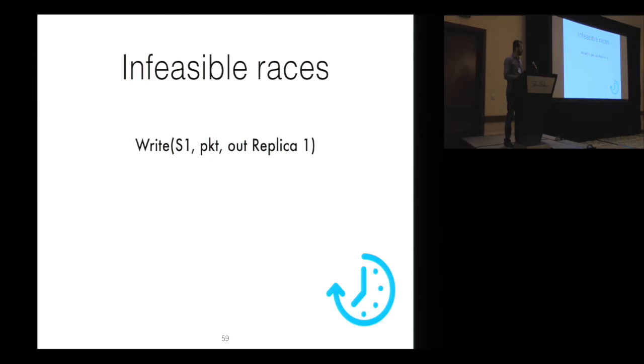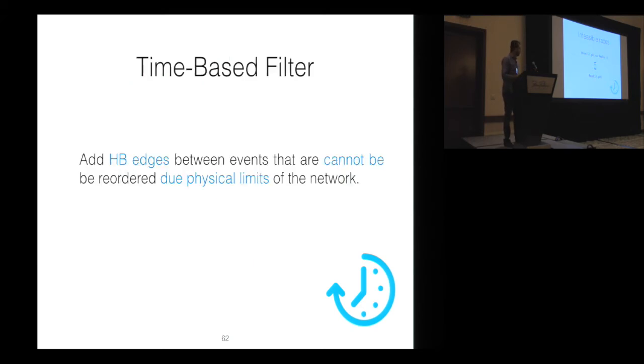So there's the other category of races, the category of races that are infeasible. So let's say, for example, I have a write event, and then I write a switch. And then 5 minutes later, I go and read that flow table. Well, actually, networks will not reorder these events because they are far apart in time, so they will not be reordered. So how can we capture this? So we add a time-based filter, and basically this time we'll add happens-before edges between events that are far away in time, and they cannot be reordered due to physical limits.